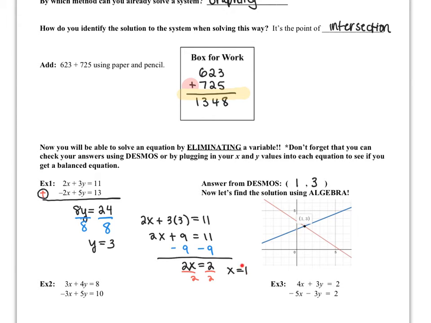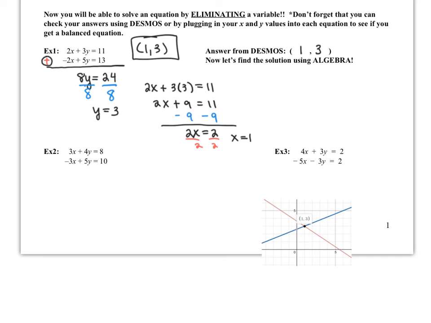And so now I have both halves of my ordered pair, and the last thing I want to make sure I do is to write it in ordered pair format to show that it's a point of intersection. Let's take a quick look at example 2. Looking at example 2, can you see which of your two variables, x or y, you would be able to eliminate using addition?